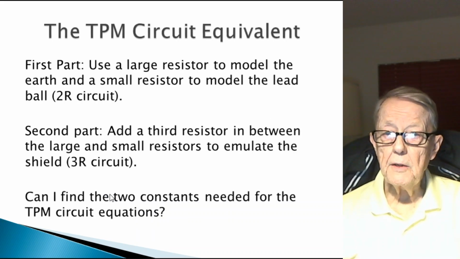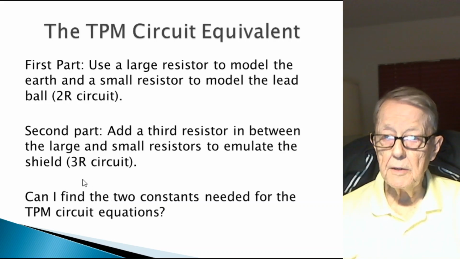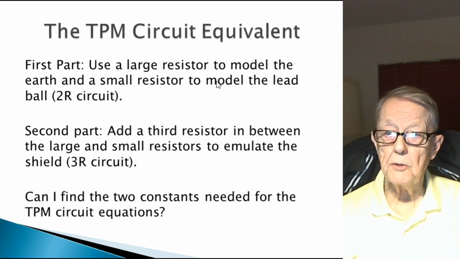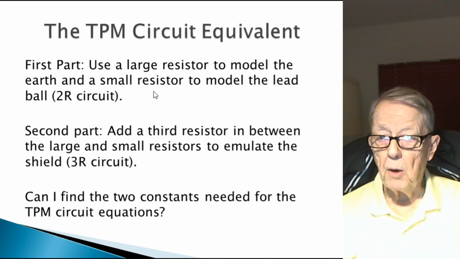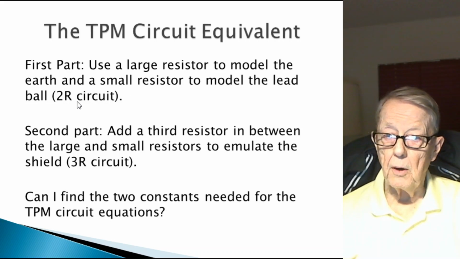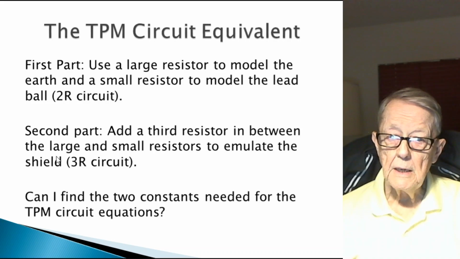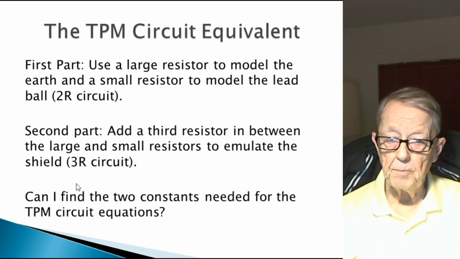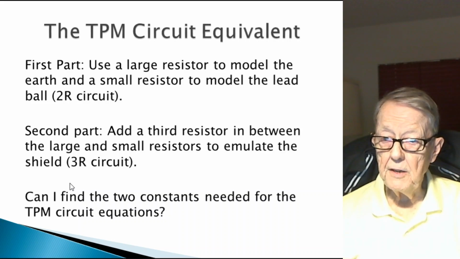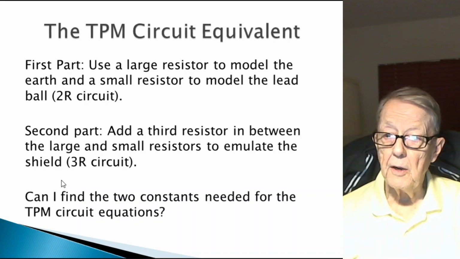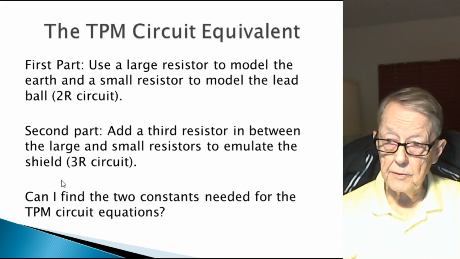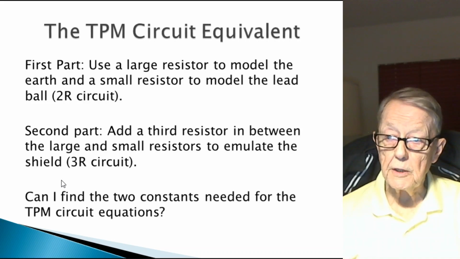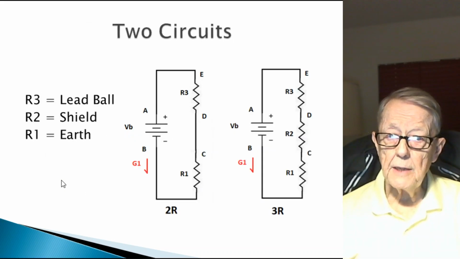Okay, so the TPM circuit equivalent, first part, use a large resistor to model the earth and a small resistor to model the lead ball. That's the 2R circuit. Second part, add a third resistor in between the large and small resistors to emulate the shield. That's the 3R circuit. Question is, can I find the constants of the TPM equation for circuits? So let's look at that.